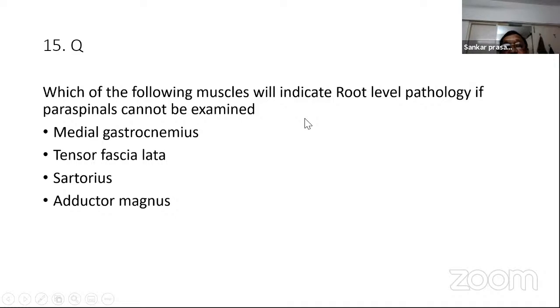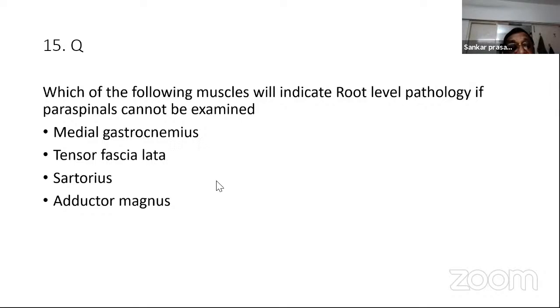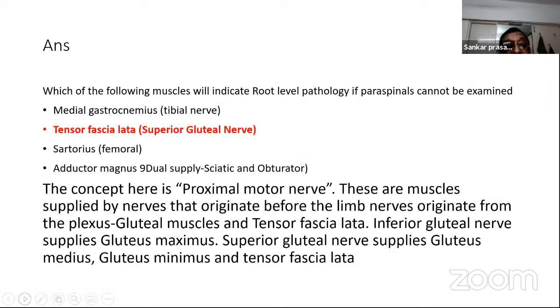Root level pathology is indicated by which muscle in this? Tensor fasciae latae, yes. And medial gastrocnemius, sartorius, and adductor magnus are not, but this is a root level, right? Excellent. And the concept here is proximal motor nerves.